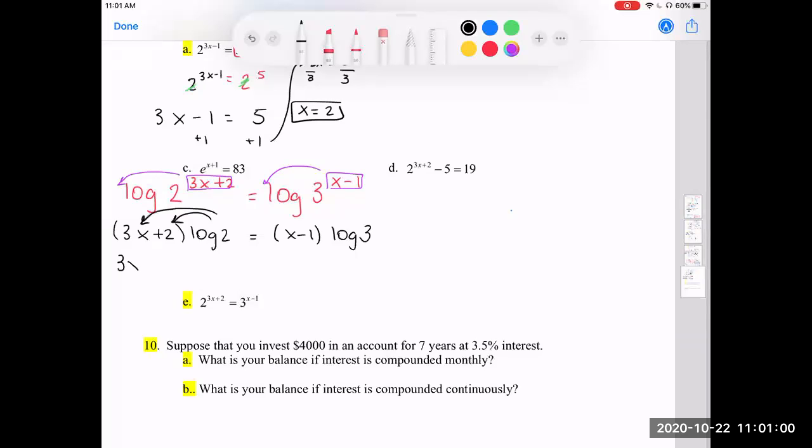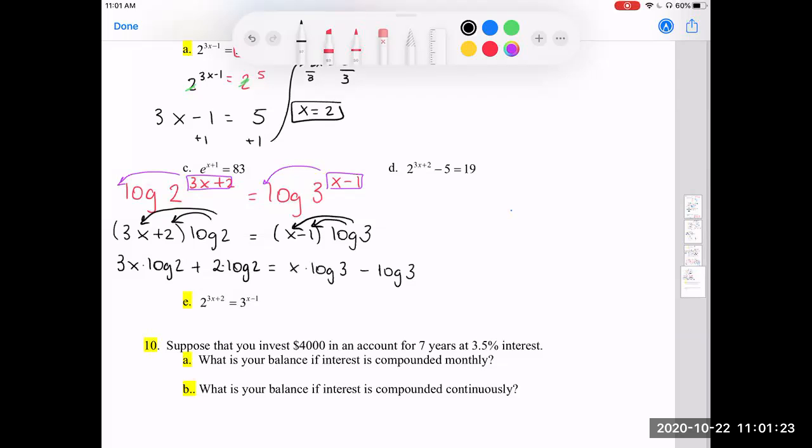So that I have 3x log of 2 plus 2 log of 2 equals, let's distribute this number, that is log of 3, x times log of 3 minus 1 log of 3. 1 times log of 3, so it's just log of 3.